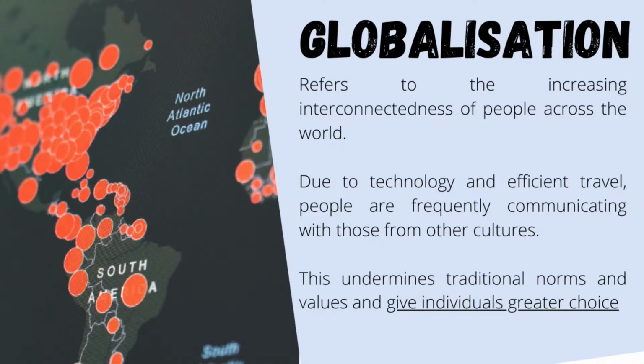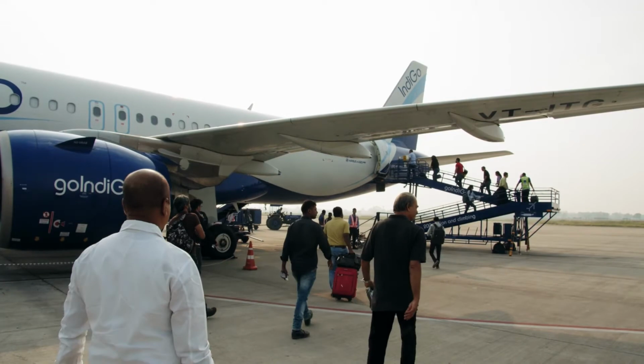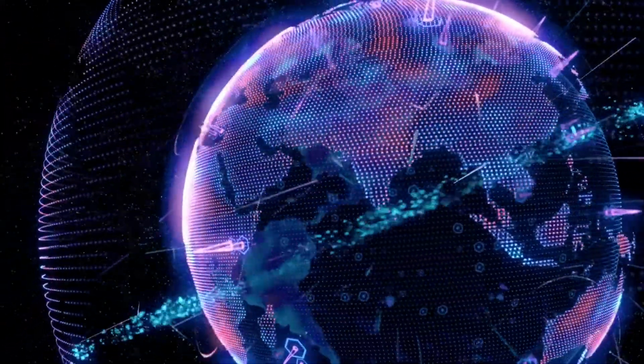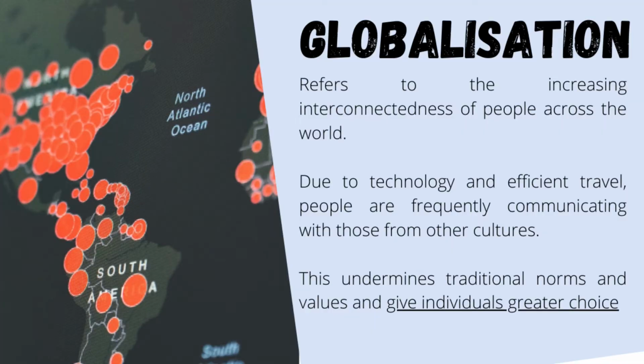One of the causes of the increase in diversity is globalization, which is a key feature of postmodernity. Globalization refers to the increasing interconnectedness of people and cultures across the world. Globalization has two main causes. The first one is cheap and efficient travel, and the second one is technology. People are communicating with and interacting with people from other cultures on a frequent basis.